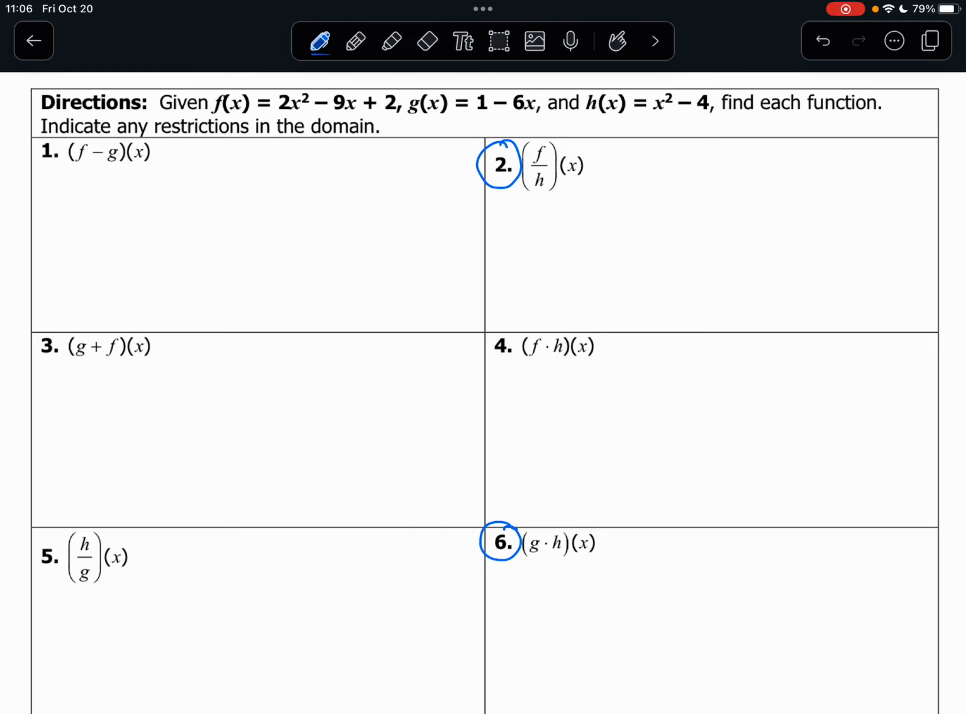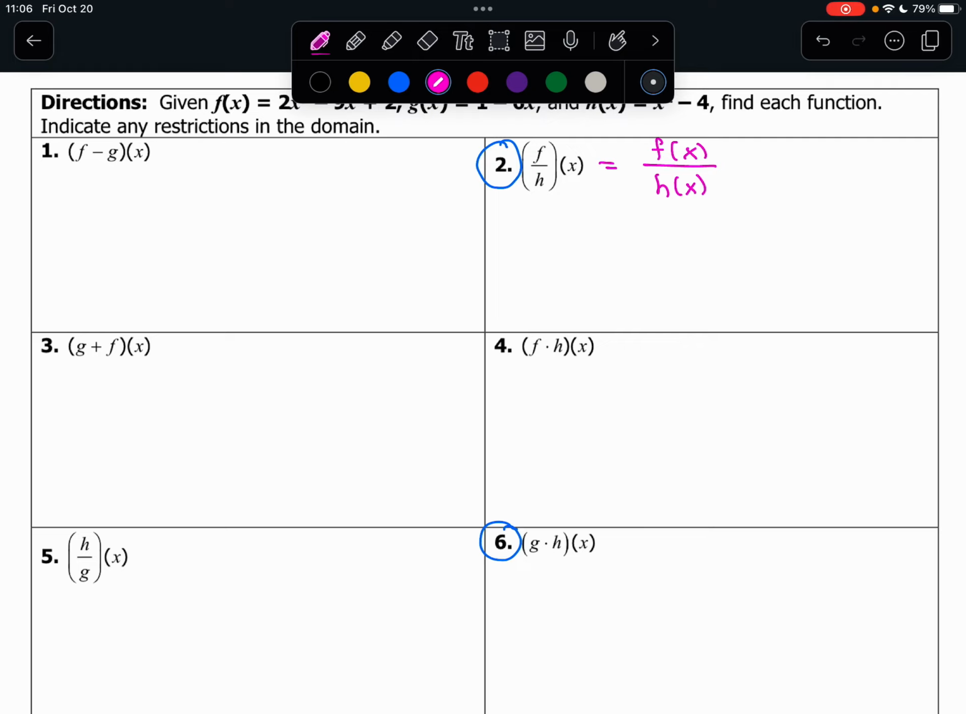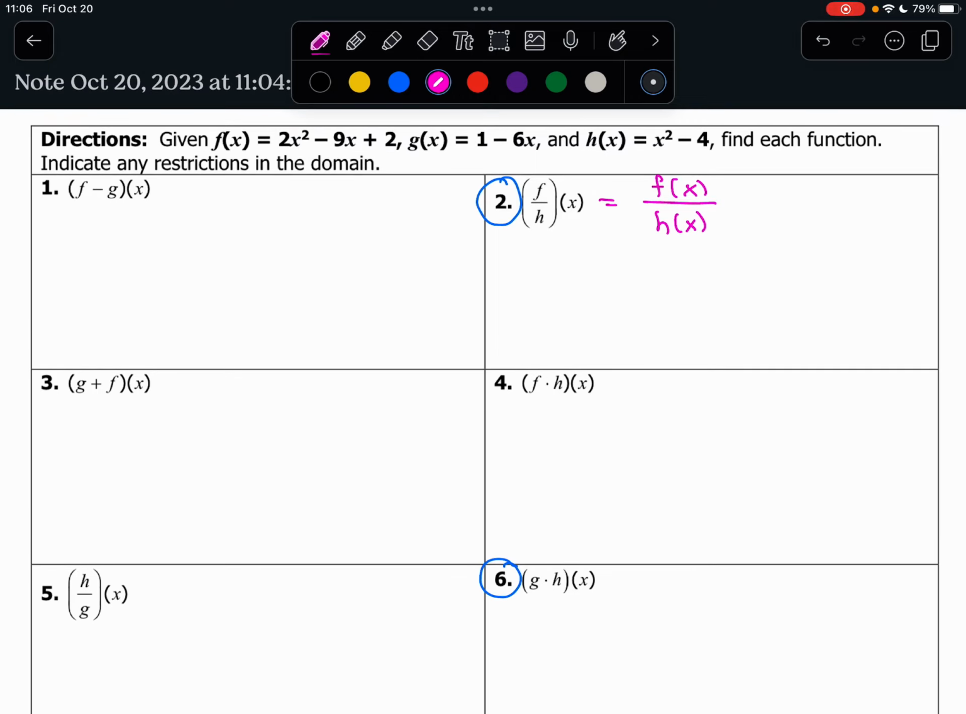So first, number 2, it says f over h of x. Remember, that means that we are doing f of x over h of x. Okay, that's what that means. As I might have mentioned before, when you have division, it's actually pretty simple because all you're basically doing is just replacing those functions with what they're equal to.